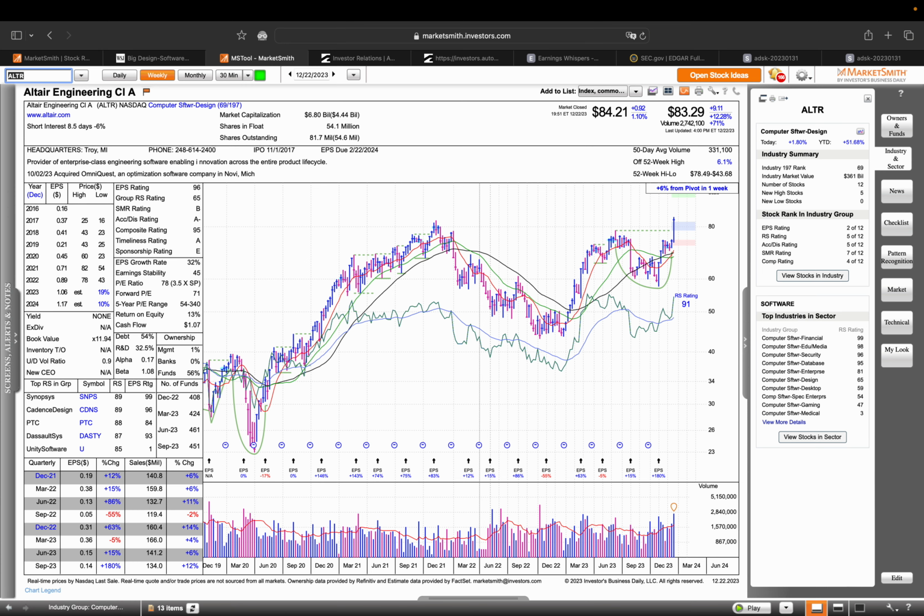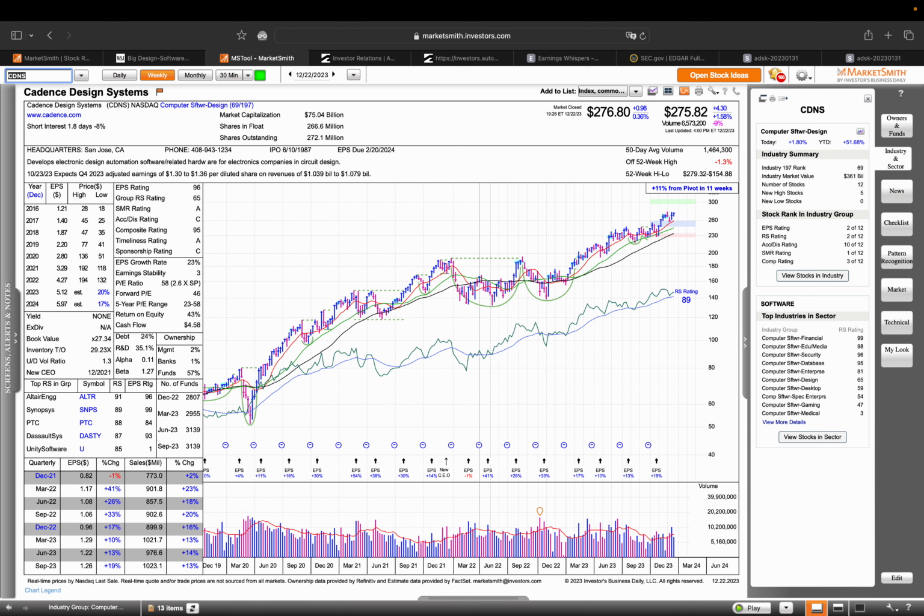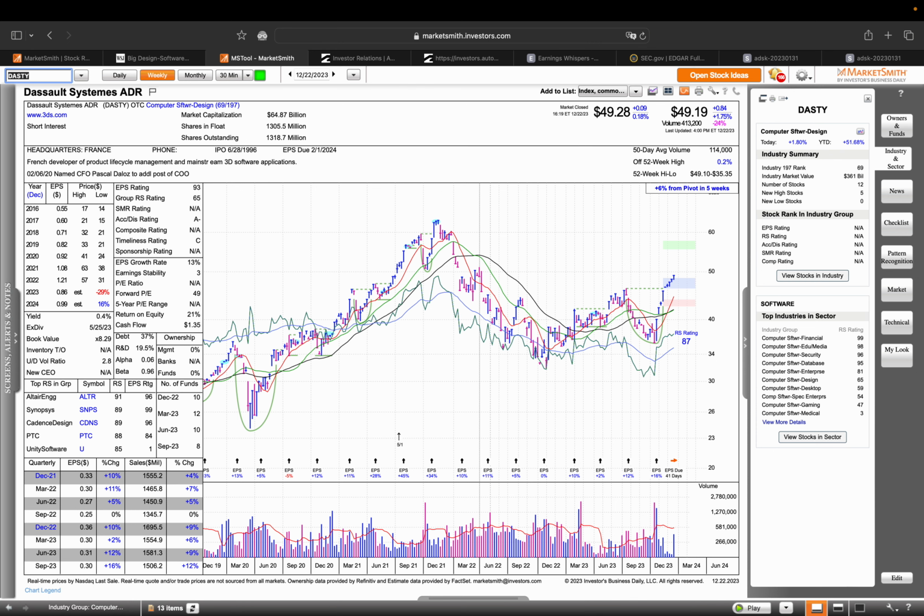The name didn't show up in the 10K, so. Cadence, again, it's a different one. Dassault, right, this is one. So it's a French developer of product lifecycle management and mainstream 3D software applications. So this is a competitor. 65 billion market cap. Looks like a chart. This is an ADR. So the chart looks a bit weird, a bit strange. And I see the tall red bar. But it's kind of breaking out from the pivot point currently.